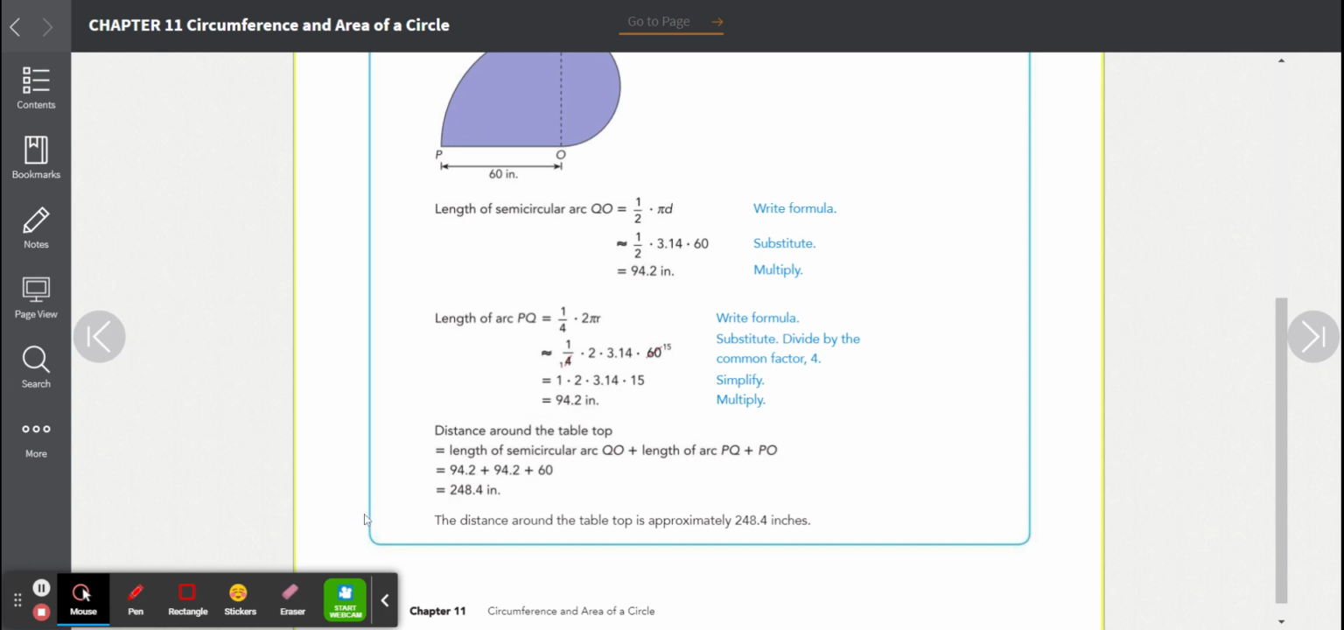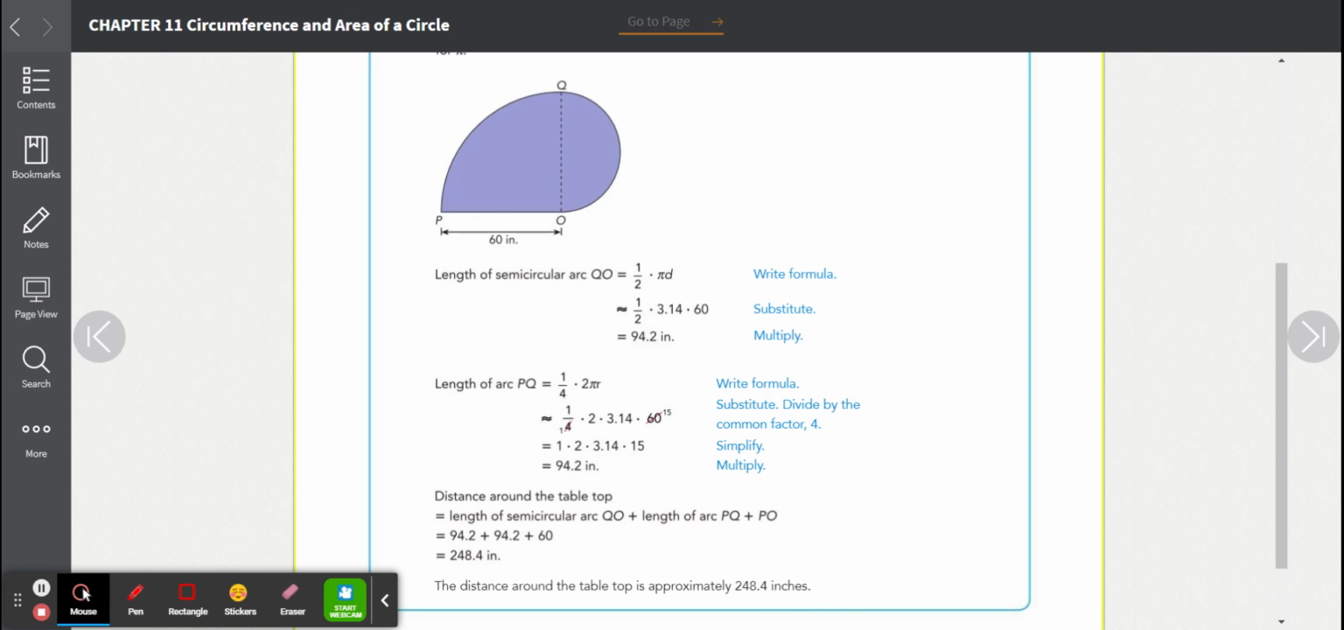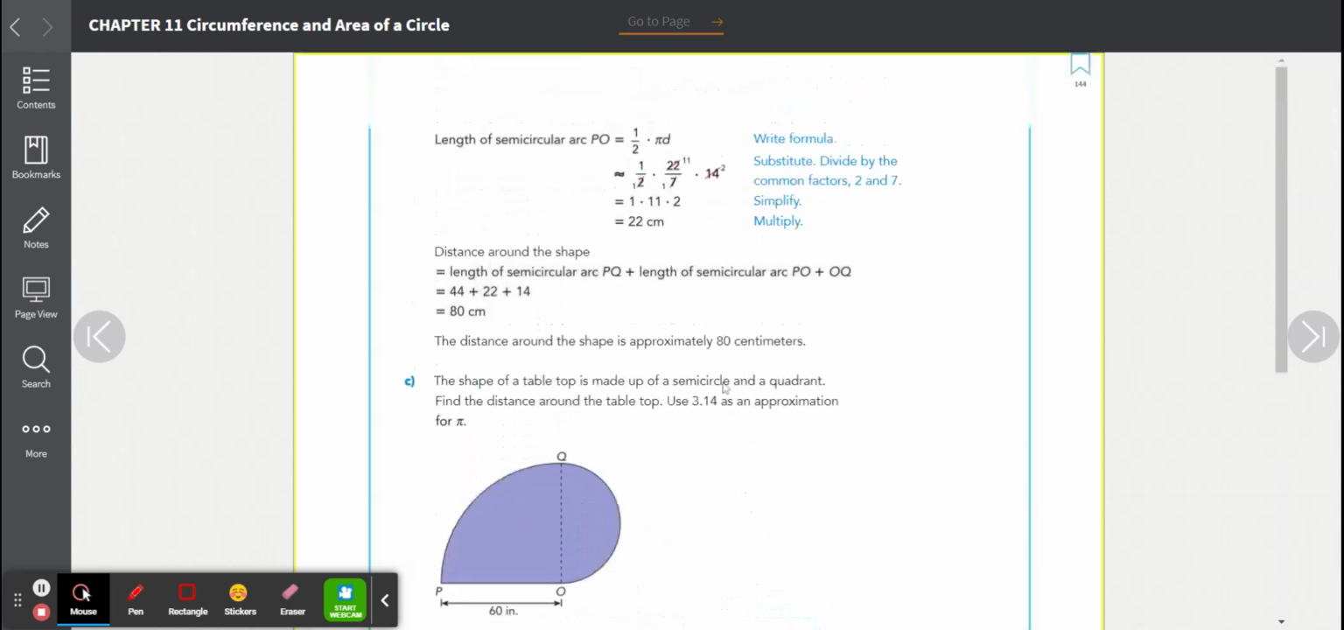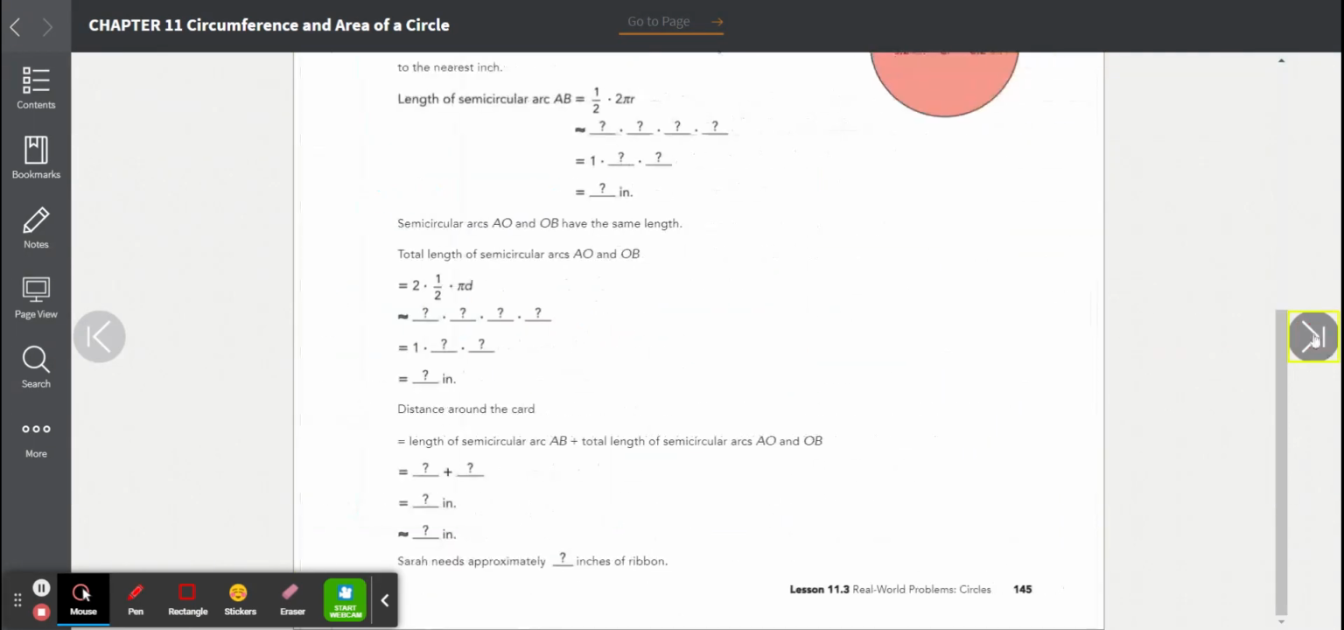Now I'm just going to add my units together. 94.2 plus 94.2 plus 60 gives me 248.4 inches. So we can say that the distance around this tabletop is approximately 248.4 inches. So that's for using our circumference, right?